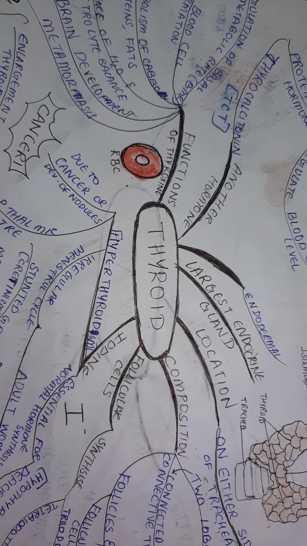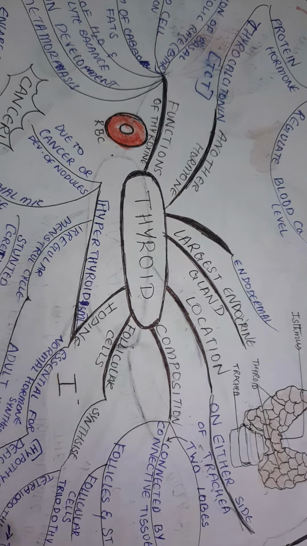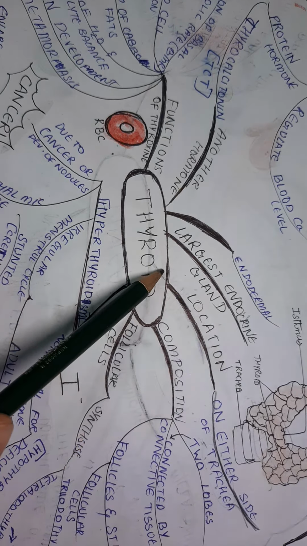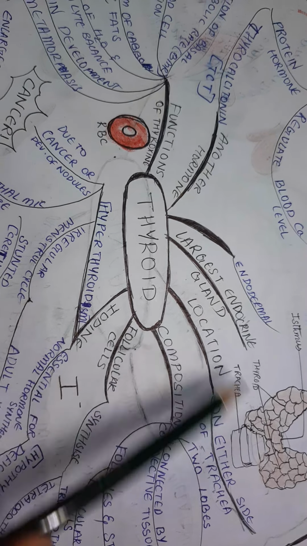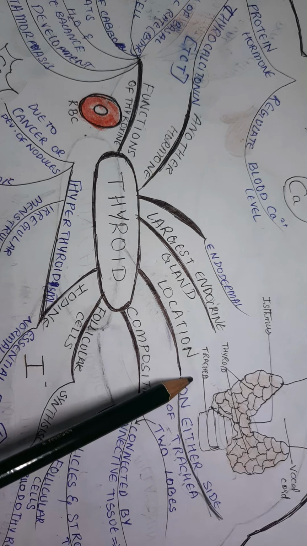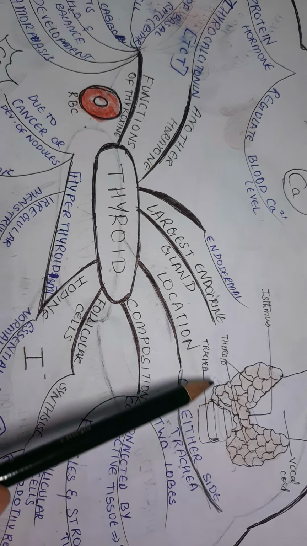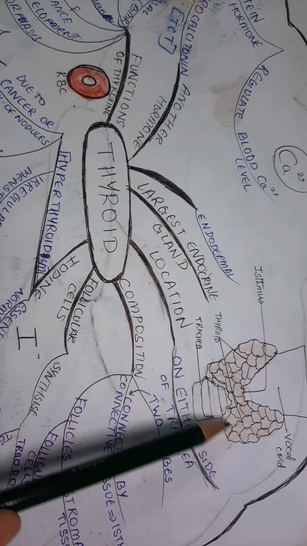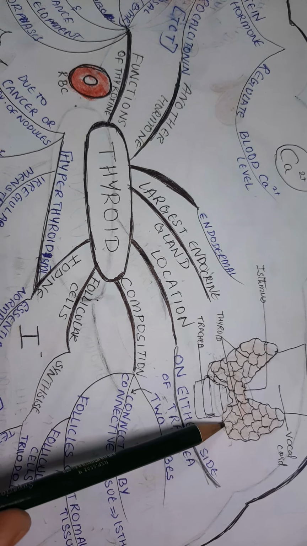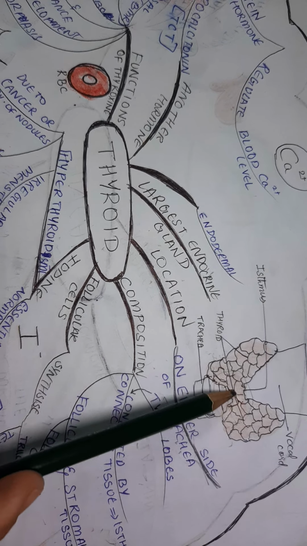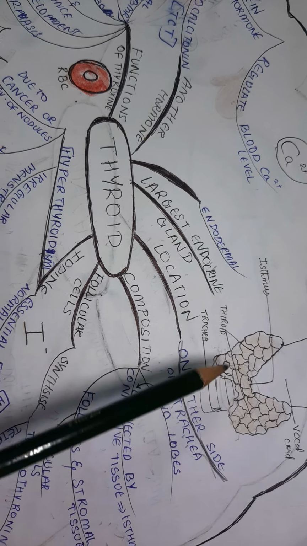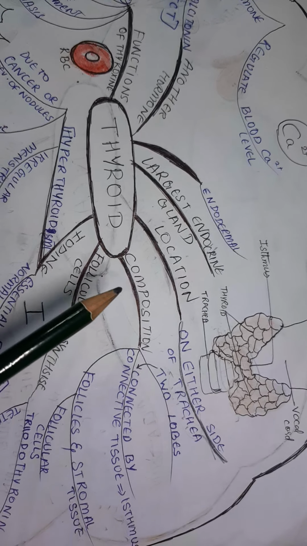Let's revise it again quickly. First of all, thyroid is endodermal in origin. This is the largest endocrine gland. The location is on either side of the trachea. The composition is such that it has two lobes, one on one side of the trachea and the other on the other side, and they are connected together by a connective tissue known as the isthmus. These two lobes contain follicles and stromal tissue.